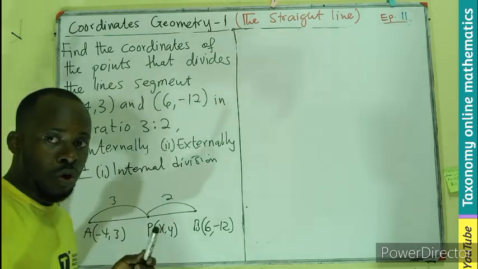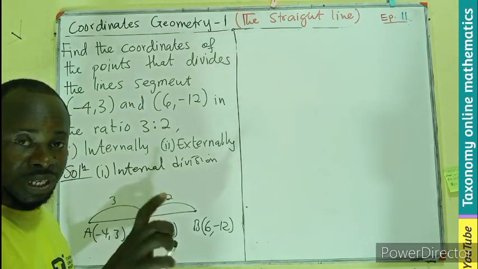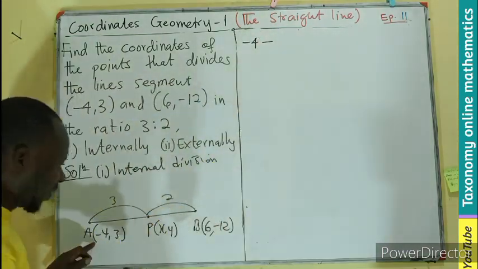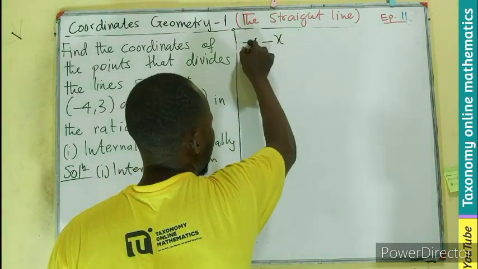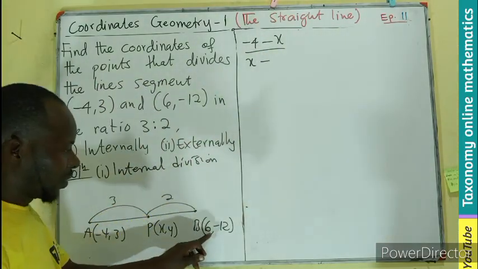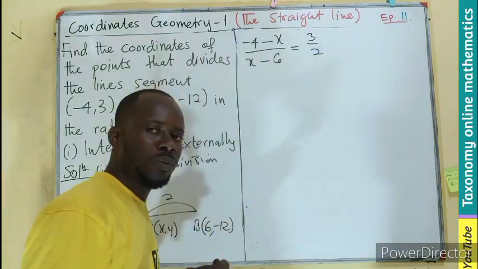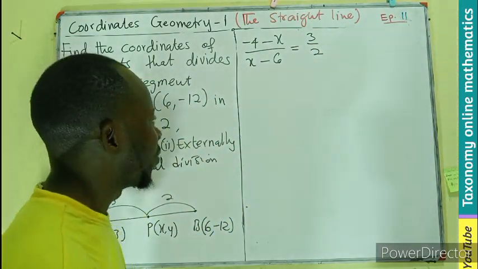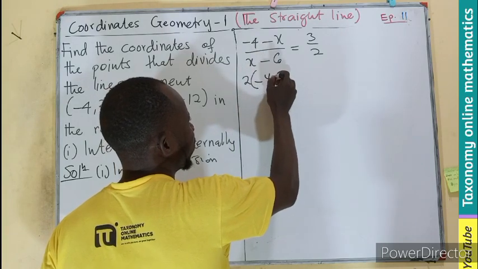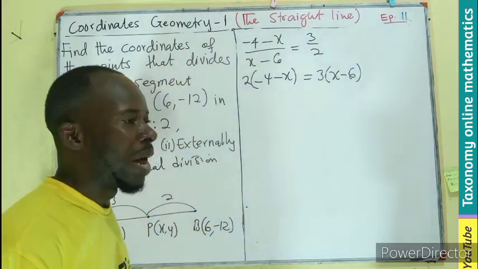So I'll be using the ratio of the X values. They divided equal the ratio of the division. So from here, I'll be saying that the X values will be minus 4 minus X, divided by the ratio of the other X division, which will be X minus 6. That should be the same as the ratio 3/2 without using the formula. We want to find the X coordinate. Don't forget, we can cross multiply to have 2 times (minus 4 minus X) equals 3 times (X minus 6).